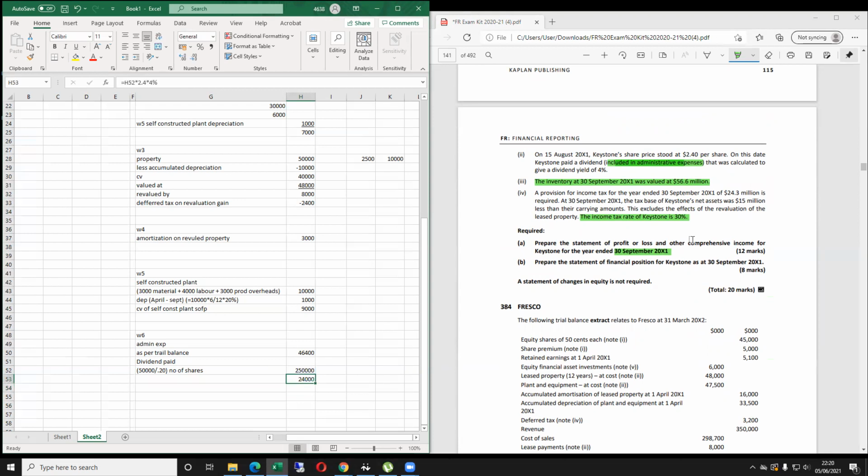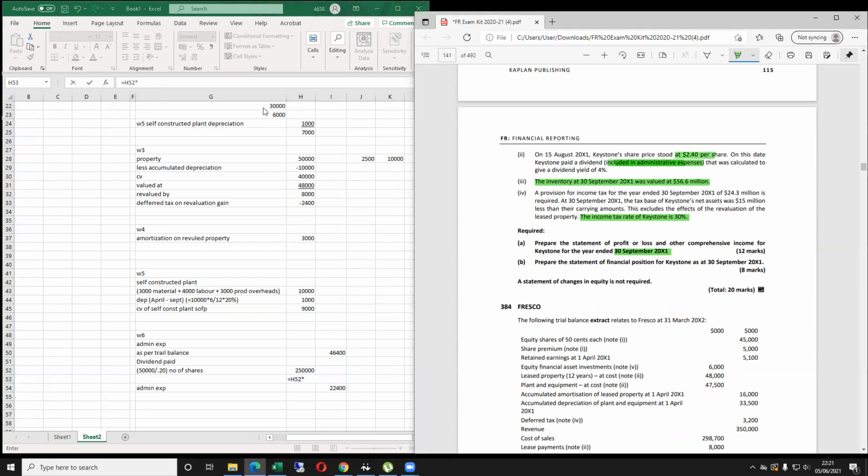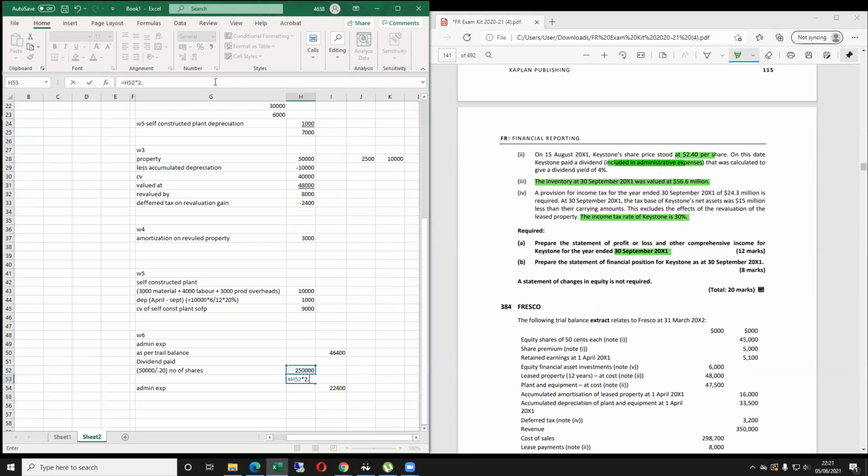So we paid that amount. He told me that it was included in the admin cost, but we need to take this out of the admin cost. That 24,000, how did we calculate it? The number of shares multiplied by each share price of 2.4, and then the dividend yield of 4%. So 24,000.